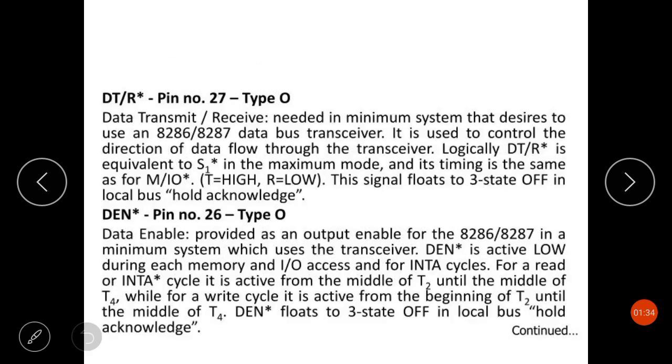The next pin is DT by R bar. This signal is used to control data flow direction. High on this pin indicates that 8086 is transmitting the data, and a low on this pin indicates that the 8086 microprocessor is receiving the data. Next pin is DEN bar. This signal informs the transmitter as well as the receiver that the CPU is ready to send or receive data. So whenever this is activated, it means the CPU is ready to send or receive data, and it is to inform the transmitter or receivers.